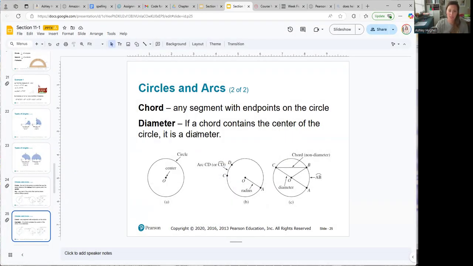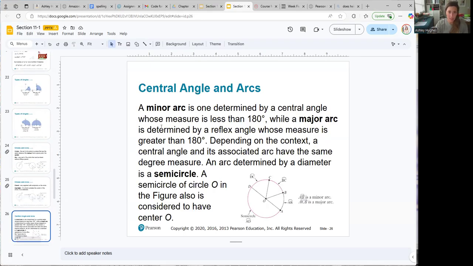Any segment within points, we just talked about that. A minor arc is one determined by a central angle whose measure is less than 180. A major arc is greater than 180. An arc determined by the diameter is a semicircle.